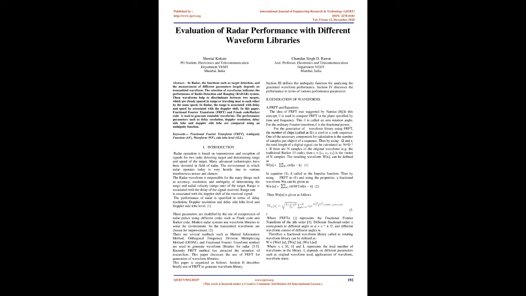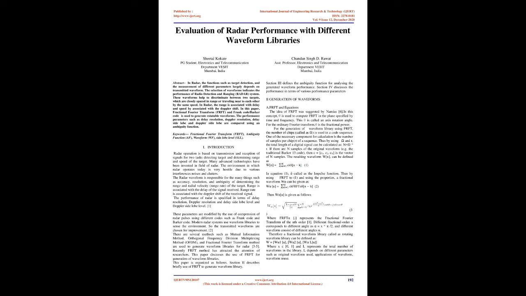Introduction. Radar operation is based on transmission and reception of signals for two tasks: detecting a target and determining the range and speed of the target. Many advanced technologies have been invented in the field of radar. The environment in which radar operates today is very hostile due to various interferences, noises and clutters. The radar waveform is responsible for many things such as accuracy, resolution, and ambiguity in determining the range and radial velocity (range rate) of the target. Range is associated with the delay of the received signal. Range rate is associated with the Doppler shift of the received signal.